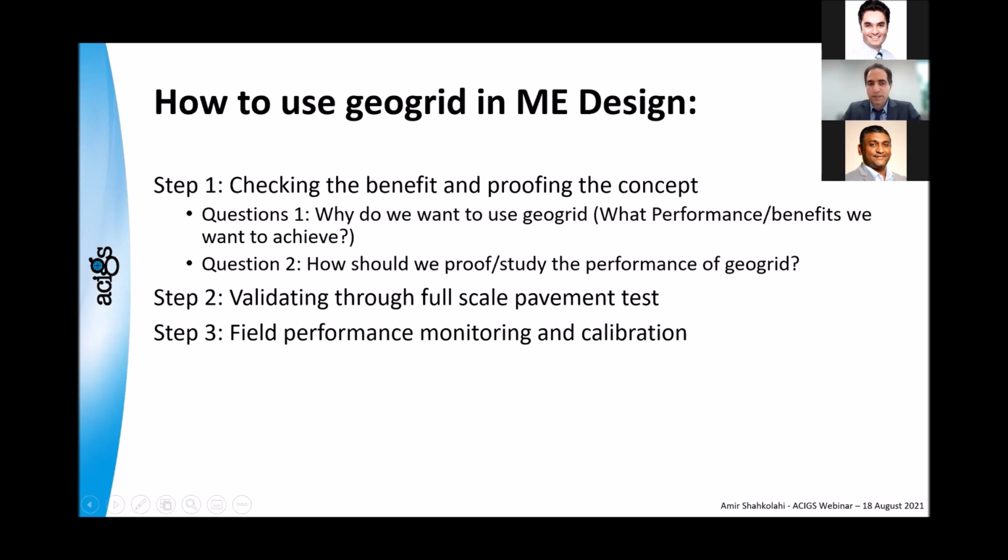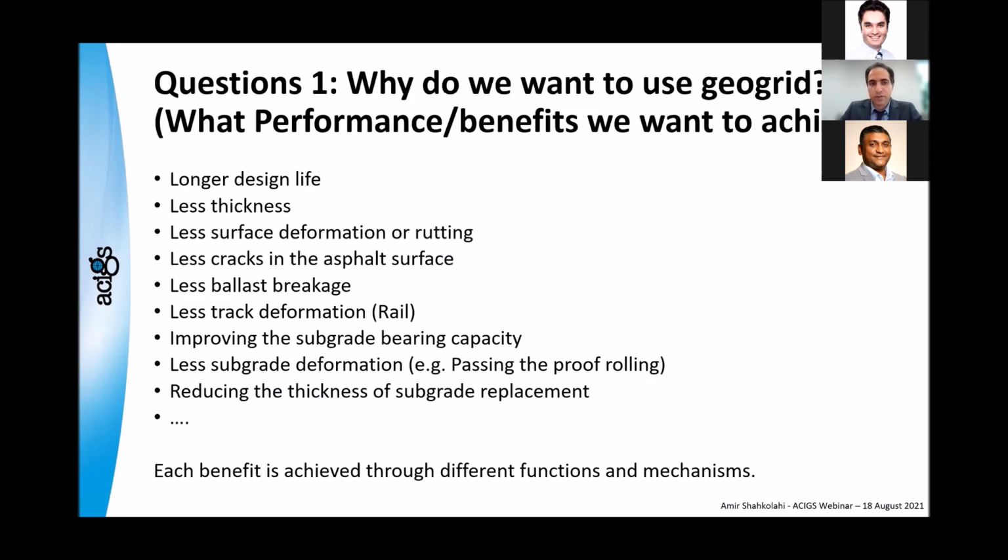And then we go to the next question, which is, how should we prove or study the performance of geogrid? When we answer these questions, we can check the performance. Actually, the presentation today is mainly focused on answering these two questions. Then we have step two, which is validating through full-scale pavement tests, like APT. And then step three is field performance monitoring and calibration. Now, let's focus on these two questions.